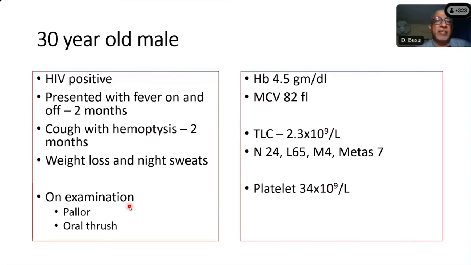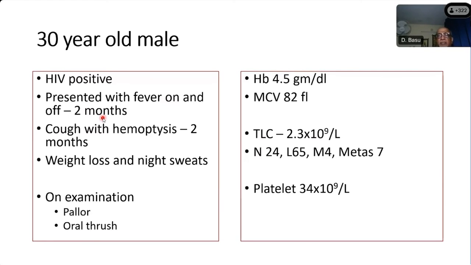So this was a 30-year male, HIV positive, who had fever for past 2 months, cough with hemoptysis, weight loss, night sweats. So the usual HIV positive, right? What is your take on this? Sir, on the basis of history, we can say it can be a case of tuberculosis. Okay, fine. There's pallor and oral thrush.